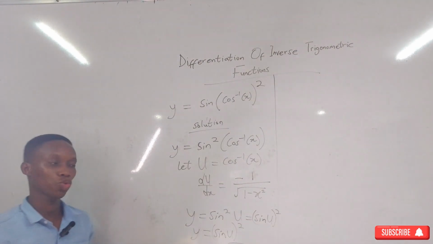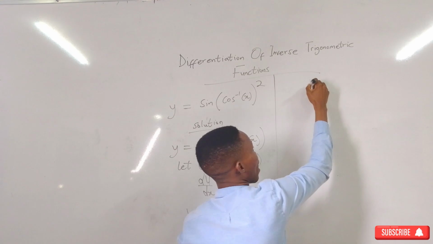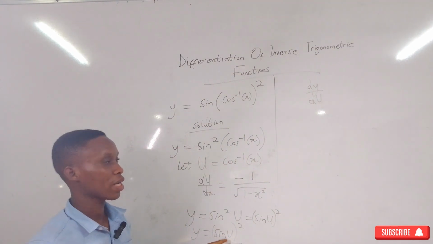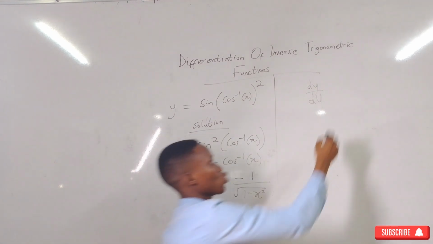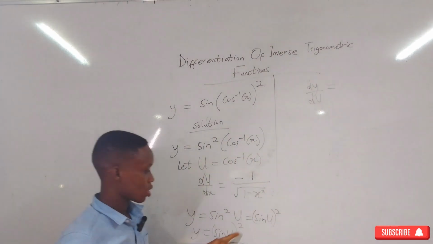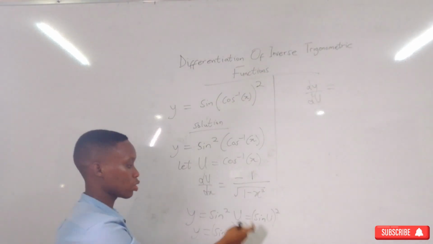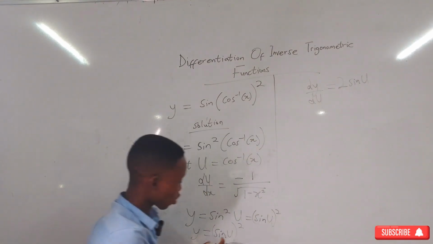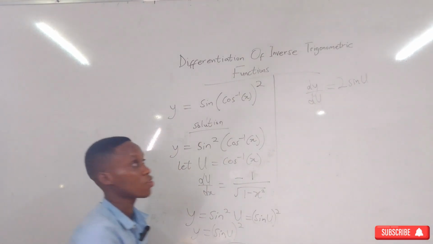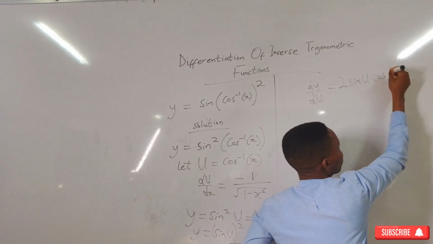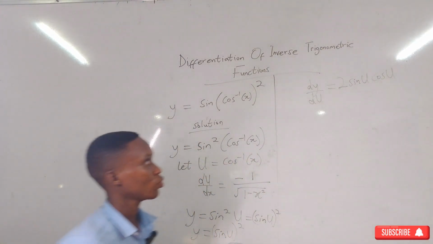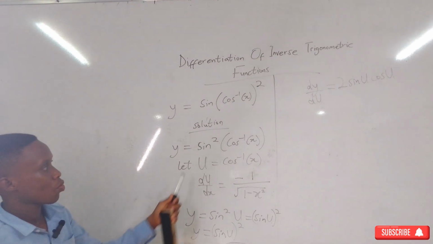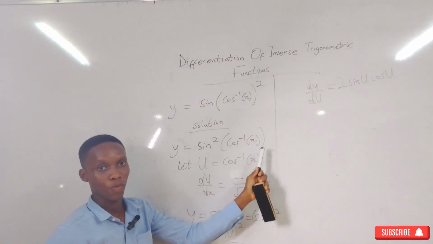Differentiating this gives us dy/du, as we have it in terms of u here, so we are differentiating in terms of u. Differentiate this as just one function, that gives us 2 sine u, then we differentiate whatever is in the bracket, which gives us cos u. Good. From here, let's come back. We want to find dy/dx, where y is sine squared of cos inverse of x.